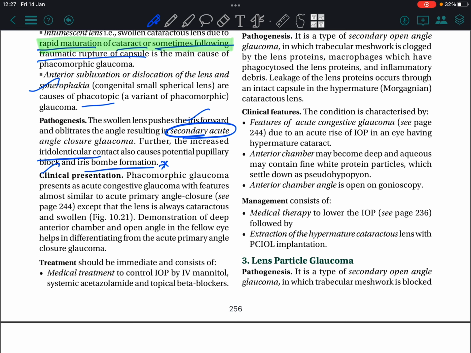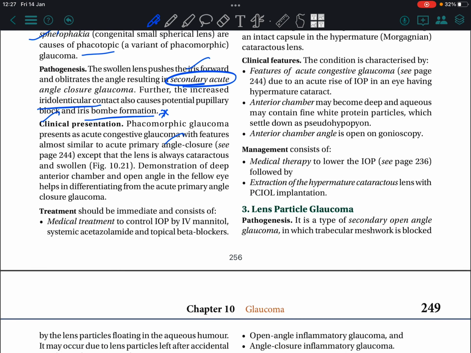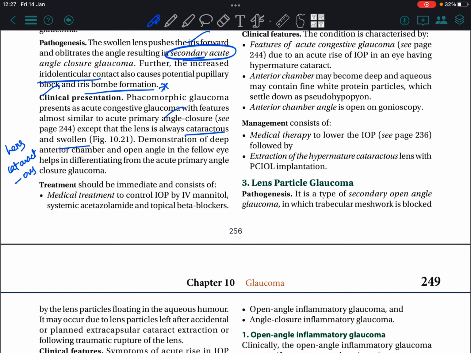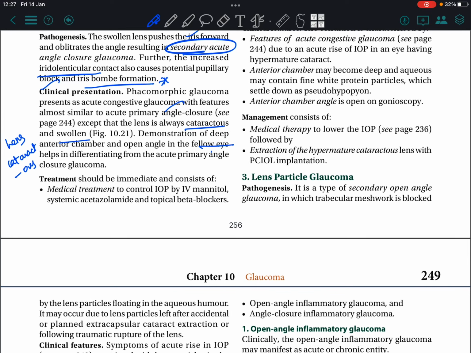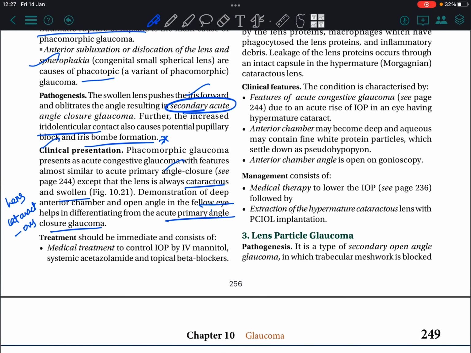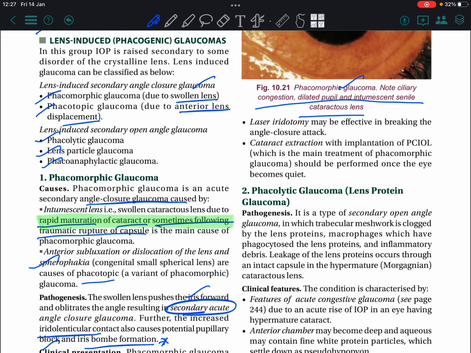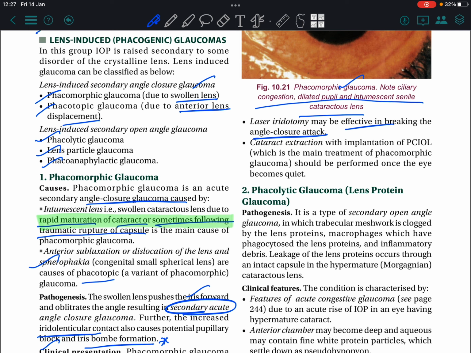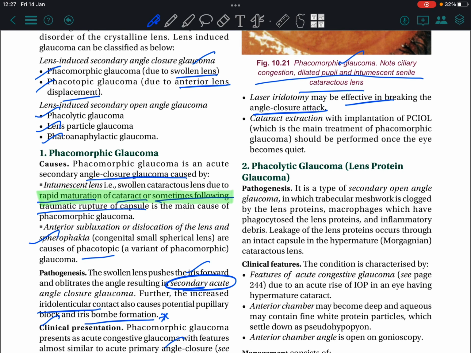Clinical presentation: phacomorphic glaucoma presents as acute congestive glaucoma with features almost similar to acute primary angle-closure glaucoma, except that the lens is always cataractous and swollen. Demonstration of a deep anterior chamber and open angle in the fellow eye helps in differentiating from acute primary angle-closure glaucoma. Treatment: medical treatment to control IOP by IV mannitol, systemic acetazolamide, and topical beta blockers. Laser iridotomy may be effective in breaking the angle closure attack. Cataract extraction with implantation of PCIOL is the main treatment of phacomorphic glaucoma.